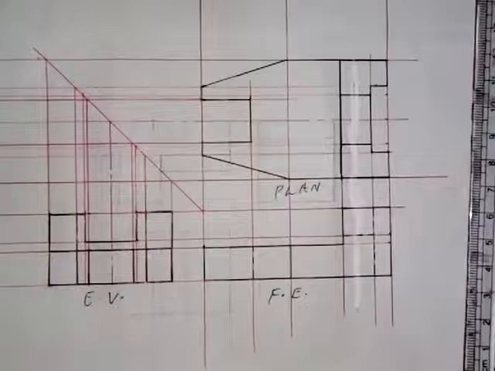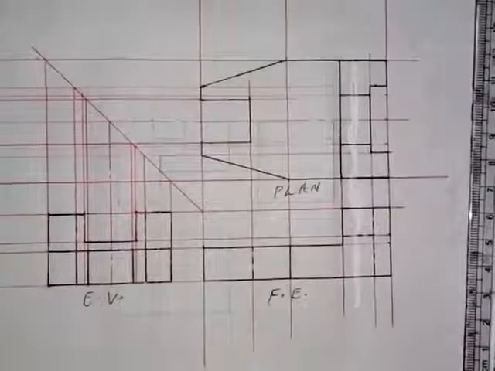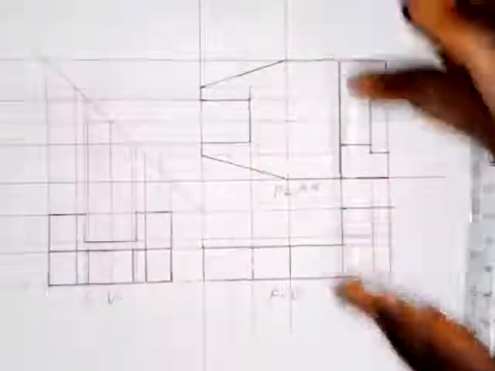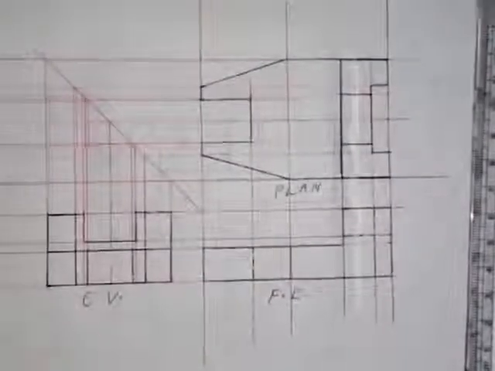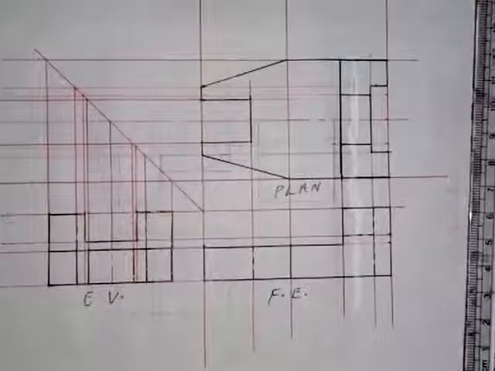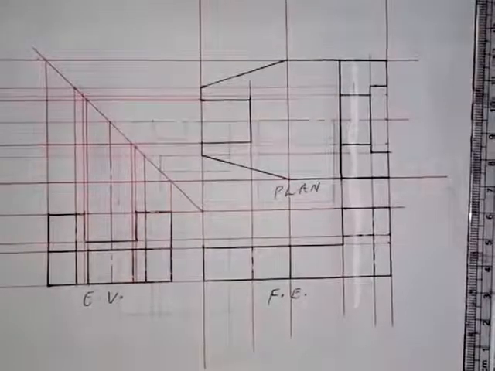All right, so we are done with this work. This is the plan, this is the front elevation, and this is the end view, as we are instructed to draw the orthographic views of the object in third angle projection.